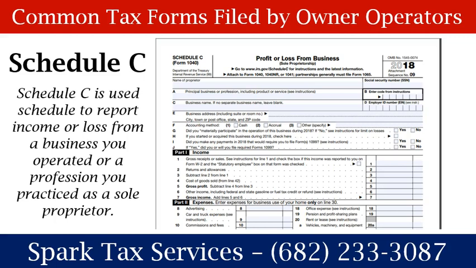Next common tax form is a Schedule C. On the top it says profit or loss from business. This schedule is to report income or loss from your business that you operated and you are practicing as a sole proprietor. So as an independent contractor, as an owner-operator, not only are you an independent contractor, you are also seen as a sole proprietor or a business owner, okay? And if you weren't aware of it, surprise.